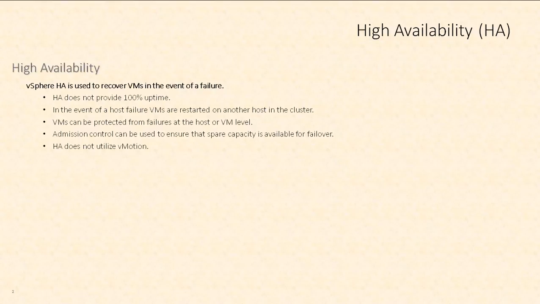HA does not utilize vMotion. That's one of the common misconceptions about high availability. It doesn't utilize vMotion in any way. vMotion is used to take a running virtual machine and move it from one host to another. With HA, your virtual machines are not running when an HA event occurs. They have failed, and they'll then boot up on some other host. And shared storage is required for high availability to operate.